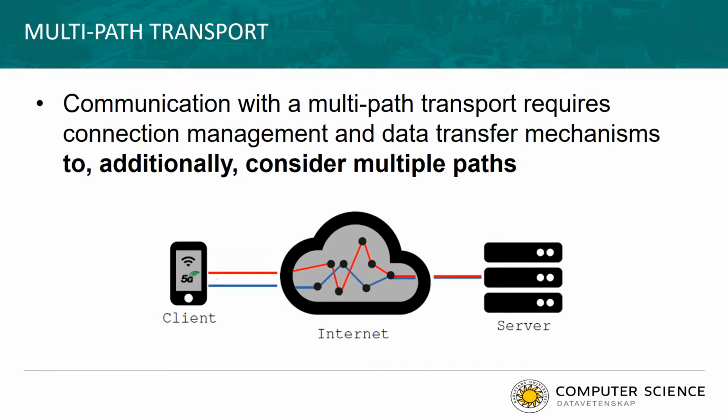So when we then communicate over multiple paths, we have to take care of the same aspects as we have in single path communication. We have to have a proper connection management and we have to have the features in place to handle the data transfers. But additionally, we now have to consider the fact that we have multiple paths available for our communication. As seen in the figure, a typical multipath scenario is that the client has more than one interface available, and we are then able to communicate over both these interfaces in our communication to the server.